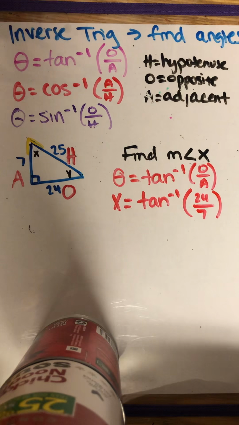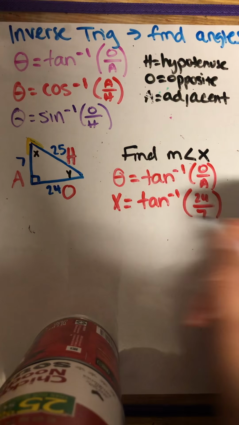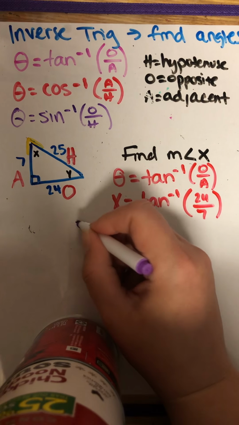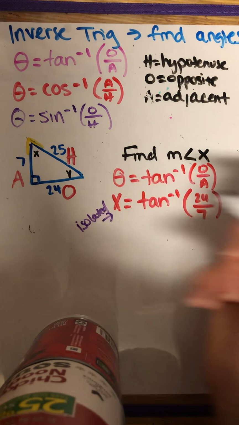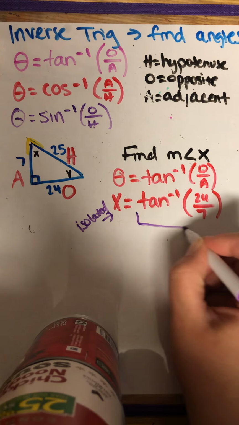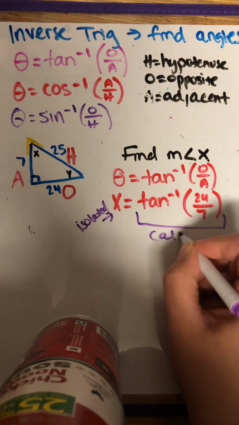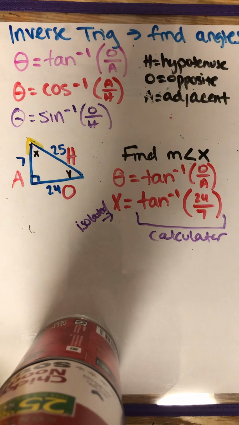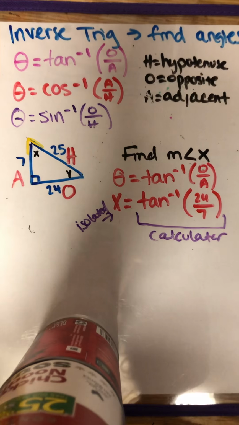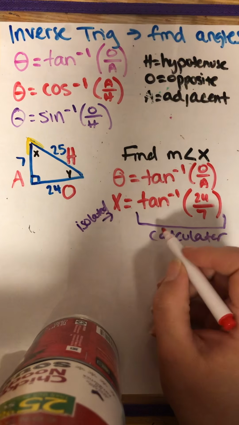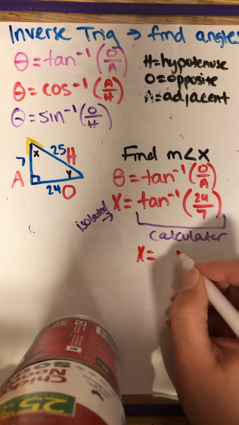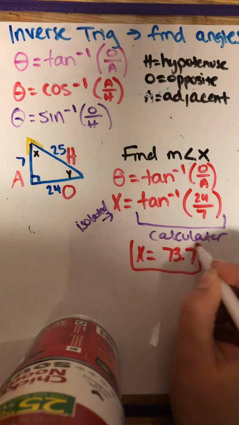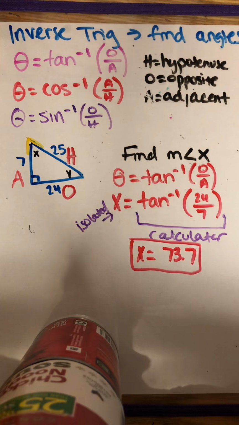And at this point, I have my X isolated. It's by itself. So because it's by itself, this whole group here can go into the calculator. And if I plug it into the calculator, I get that X equals 73.7, something like that. And that is my answer, okay?